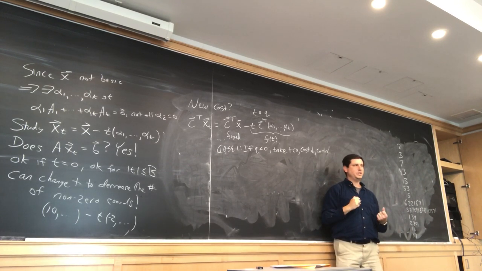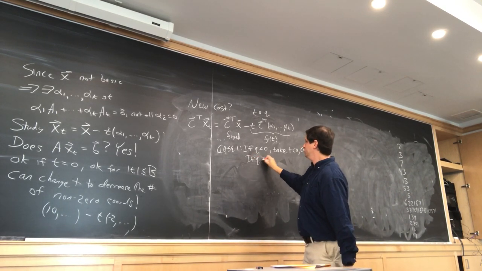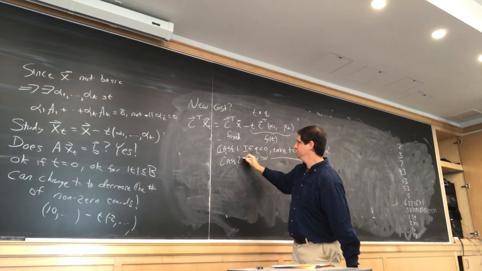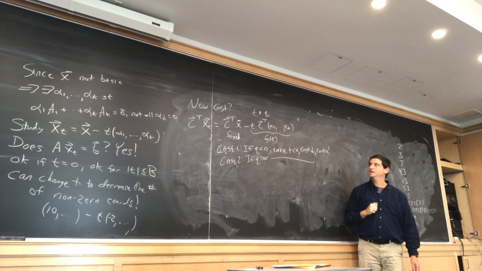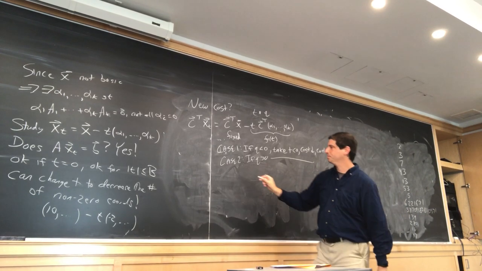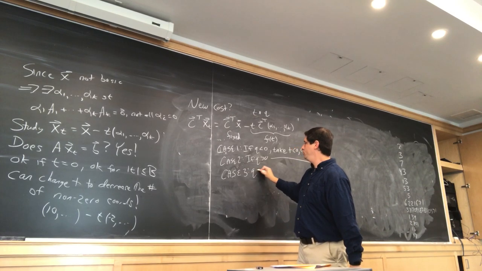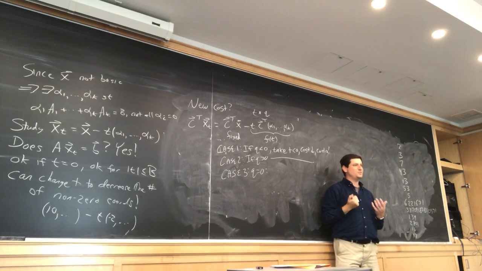Great. What case should we look at next? If q is greater than 0, I'm not even going to write it. It's the same argument. So the only case that's left is if q equals 0. So case 3, q equals 0. Well, if q equals 0, what's the new cost relative to the old cost? Same.